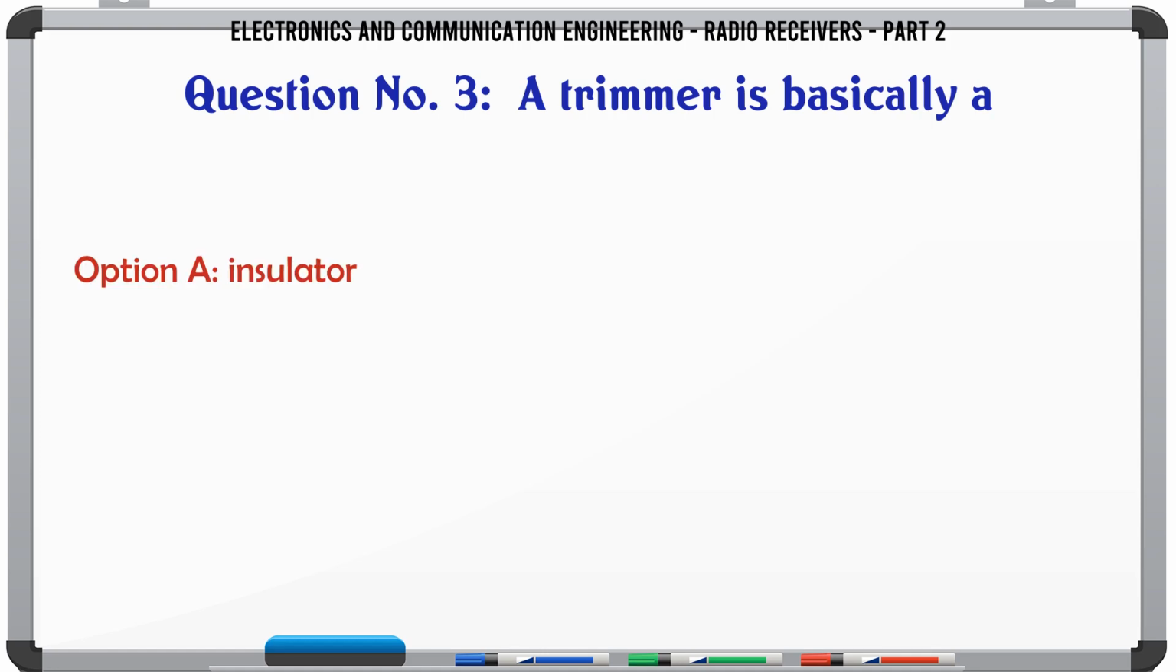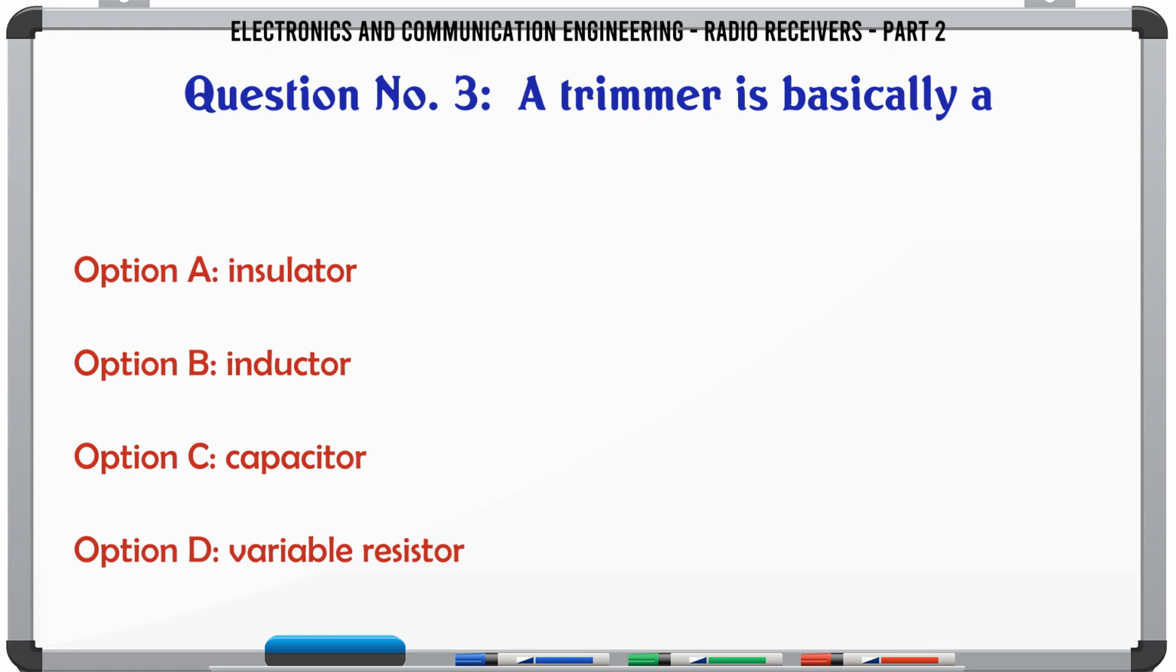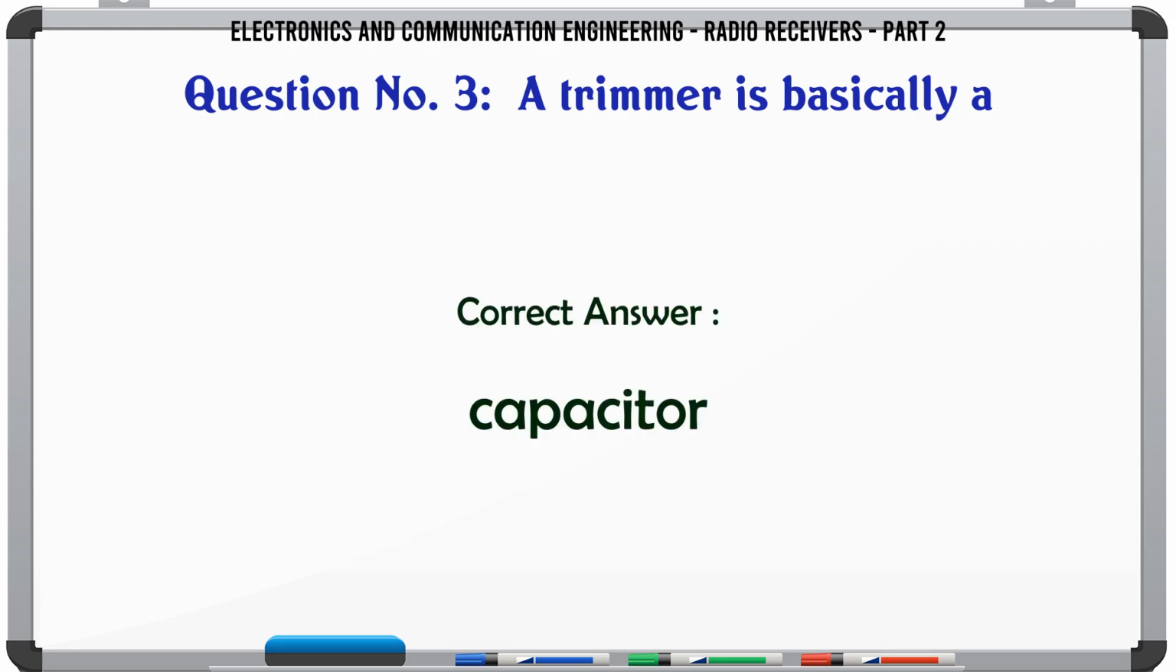A trimmer is basically: A. Insulator. B. Inductor. C. Capacitor. D. Variable resistor. The correct answer is capacitor.